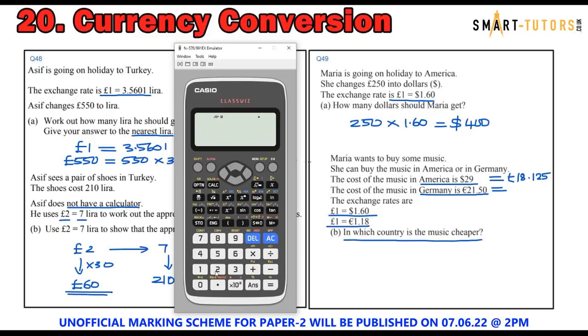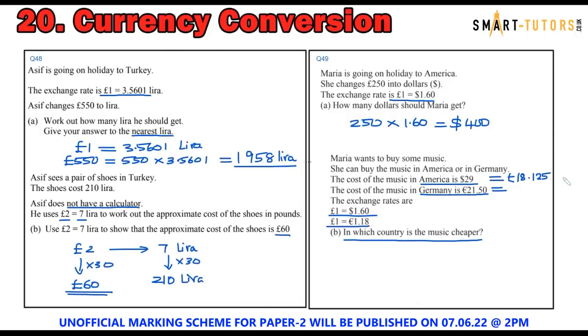So now Germany: 21.50, the currency in Germany is euro, and divide by 1.18, the euro to pounds conversion. So 18.22 is the cost of the player if you convert that into pounds. So the cheaper one is America. America's cost is cheaper. So when you are multiplying by the exchange rate, you are going to other countries' currency; when you are dividing, you are bringing the currency back into your British pounds.